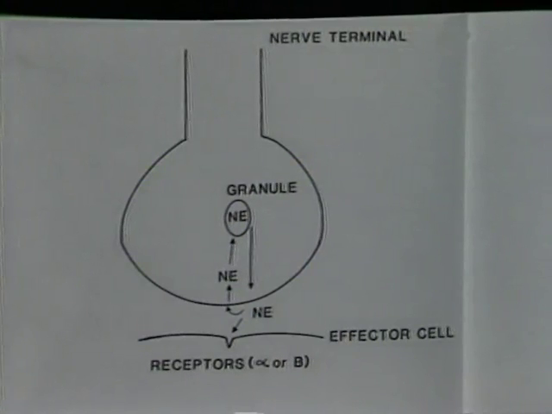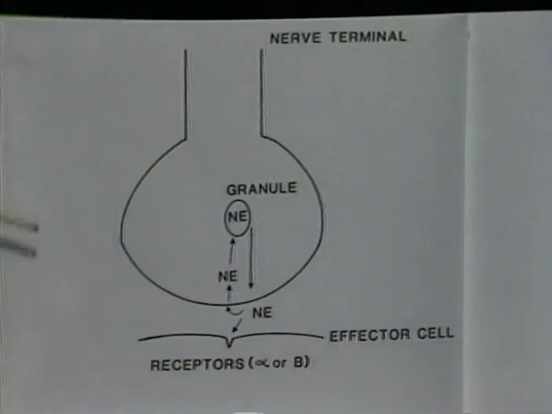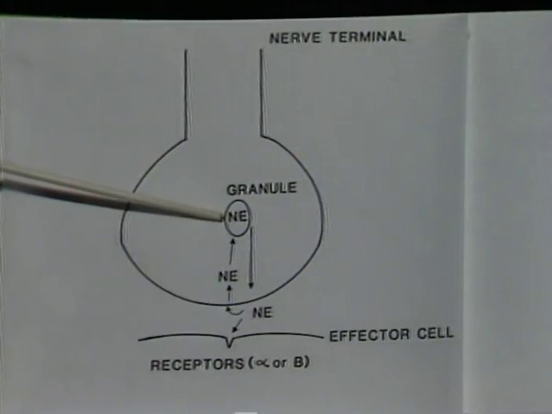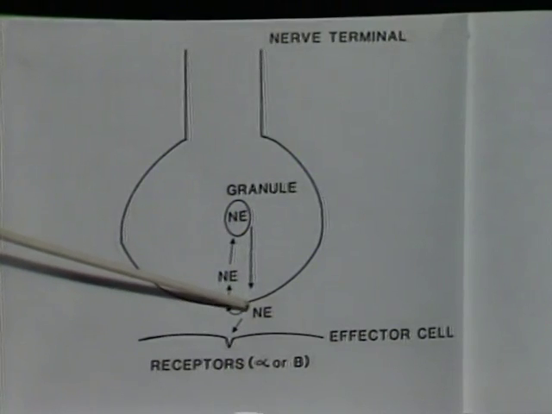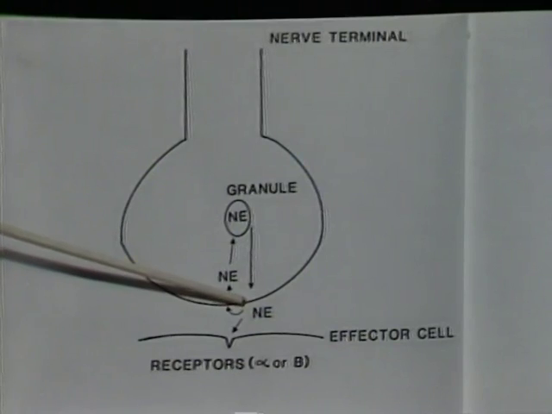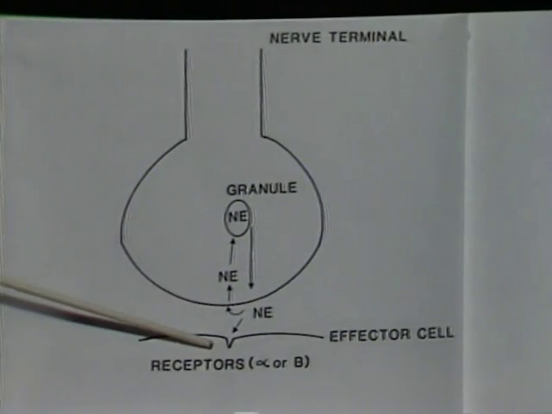In the diagram, we have a presynaptic nerve terminal and a postsynaptic cell. Norepinephrine is stored in granules in the presynaptic nerve terminal, and on arrival of a nerve action potential and the influx of calcium, norepinephrine is released to the synaptic cleft. This norepinephrine can act on alpha or beta receptors on the effector cell, mediating a response.